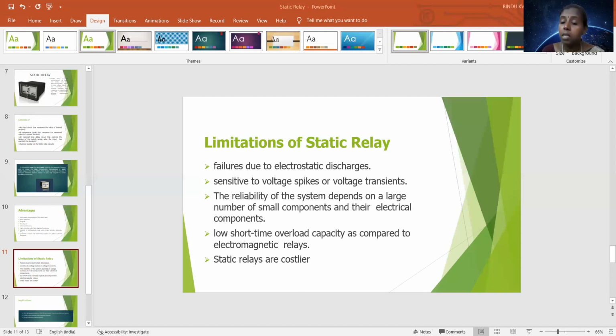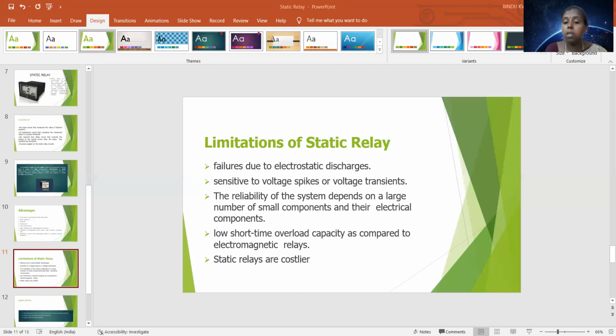And since it has a large number of small components, we said it is highly reliable, but the reliability of the system depends on these components. Also, when compared to an electromagnetic relay, this relay has a short time overload capacity, so the overload capacity is very less. Also, to operate static relays, we need highly trained professional operators. Similarly, for servicing and for operation, we need highly trained persons.